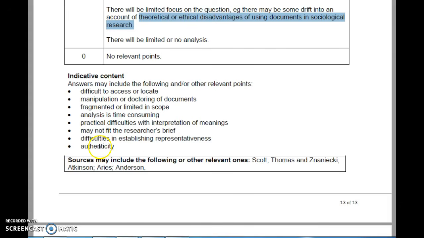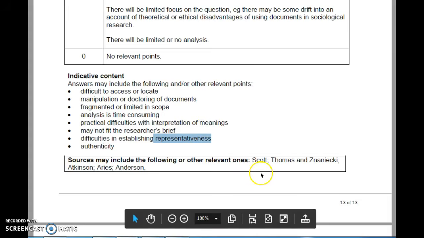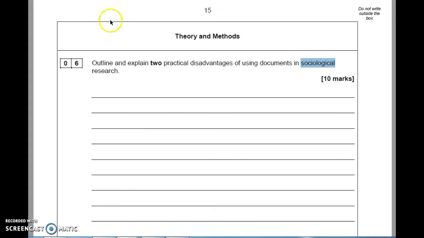Okay, looking at the indicative content, and this is where you might get confused because you might see stuff like authenticity and things like that, representativeness. That would be a theoretical issue, but they're in the indicative content because we're expecting students to be analysing these examples, so that's why they're on there. Okay, so just to give you a little bit of a cheeky think about it. Okay, so a couple of points that you could have made on this question.